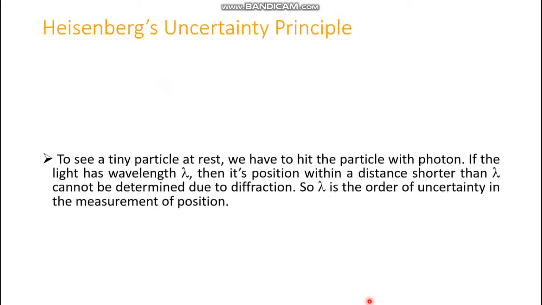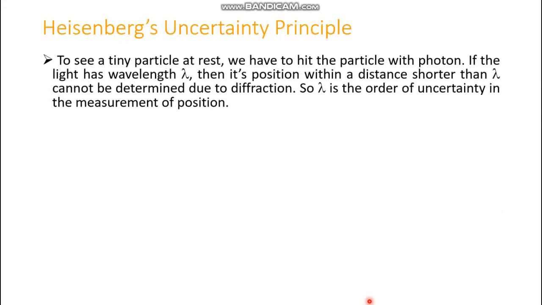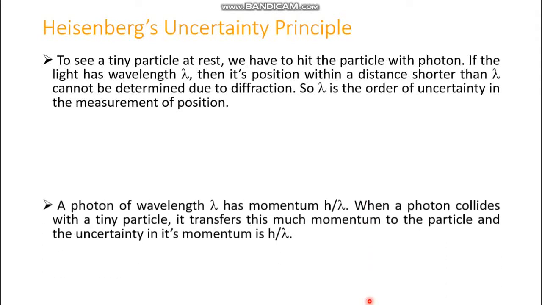So let's see. To see a tiny particle at rest, we have to hit the particle with a photon. If light has wavelength lambda, then its position within a distance shorter than lambda cannot be determined due to diffraction. That means if lambda is the wavelength of that photon, then there becomes an uncertainty in the position of that tiny particle within the range of lambda. So lambda is the order of uncertainty in the measurement of position.